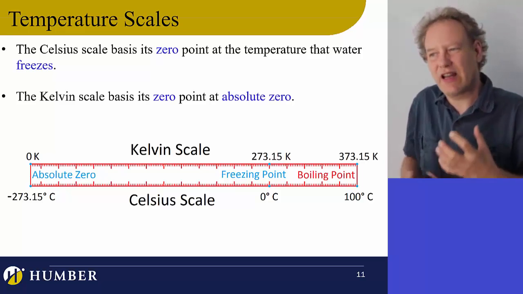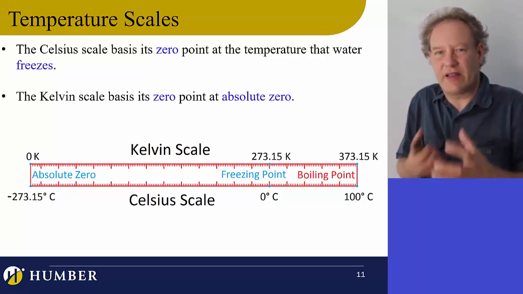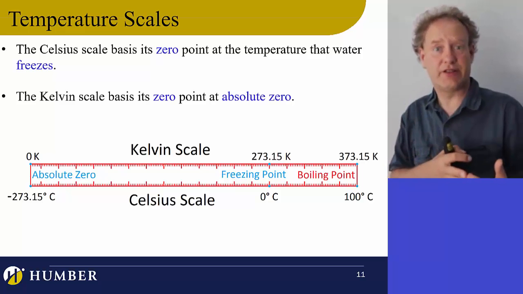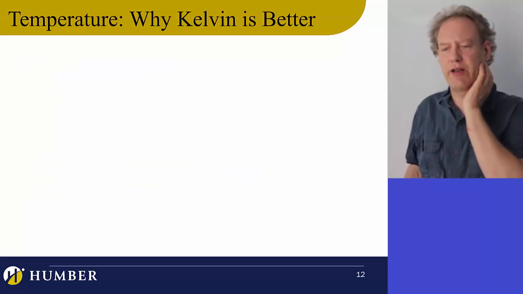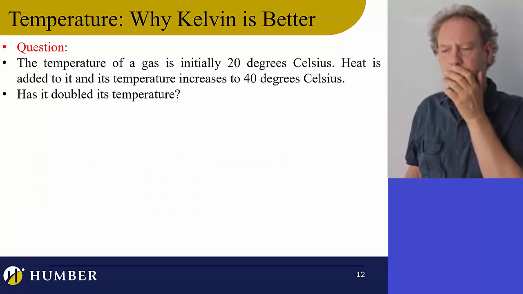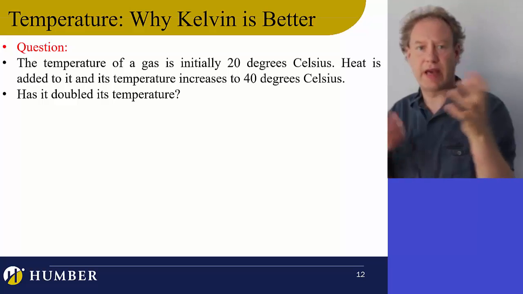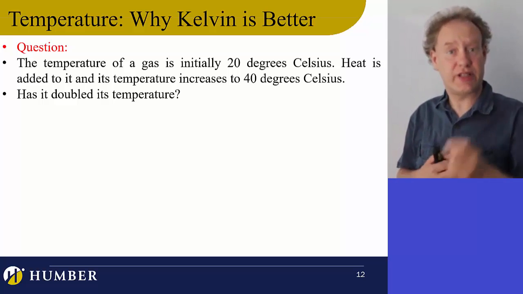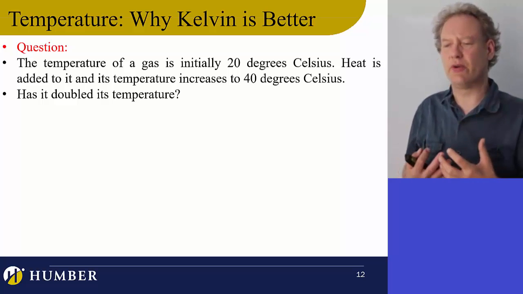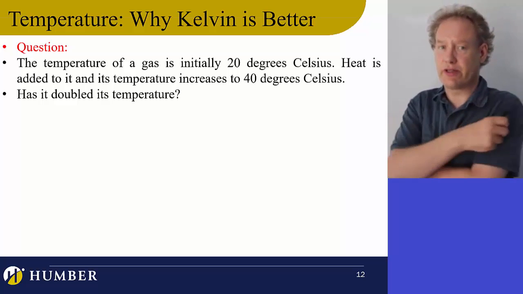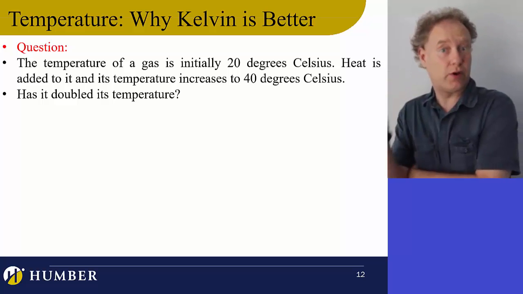We're not really studying the density of the heat. We're just studying, hey, how much heat is in this thing? And we look at that in temperature. So let's just continue on here and take a look at this. Imagine we have some gas, and the temperature is 20 degrees Celsius. Heat is added to it until it increases to 40 degrees Celsius. So we went from 20 degrees Celsius to 40 degrees Celsius.